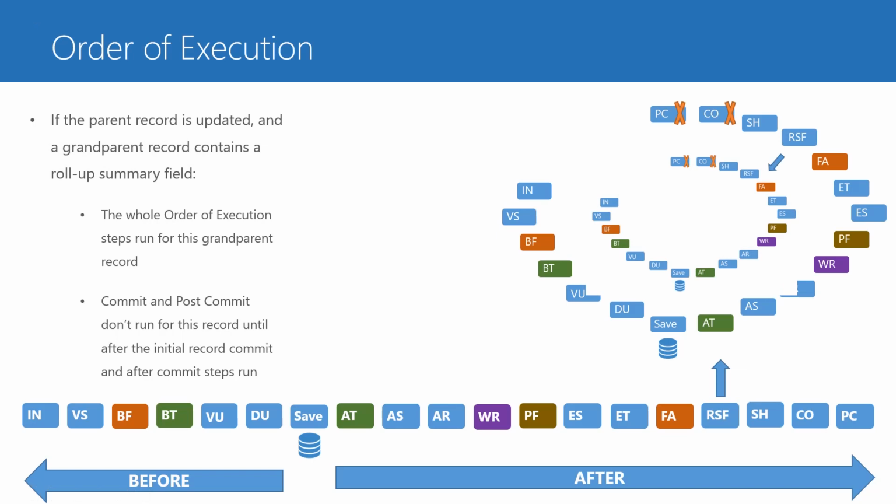Now, if the parent record is updated and a grandparent record contains a rollup summary field, then also the whole order of execution steps would run for this grandparent record. And again, commit and post commit do not run for this grandparent record until after the initial record commit and post commit steps run. So basically we have the initial record downstairs, and then once we came to the rollup summary field step, this record has a master detail relationship, and let's say that the parent record had some rollup summary fields. Now let's say that this parent record also has another master detail to another object on the top. So basically the initial record will initiate this on the parent, and then the parent again, once it reaches the rollup summary field, and if it has another object as a master detail which also has a rollup summary field, then this will also initiate a brand new order of execution for this grandparent.